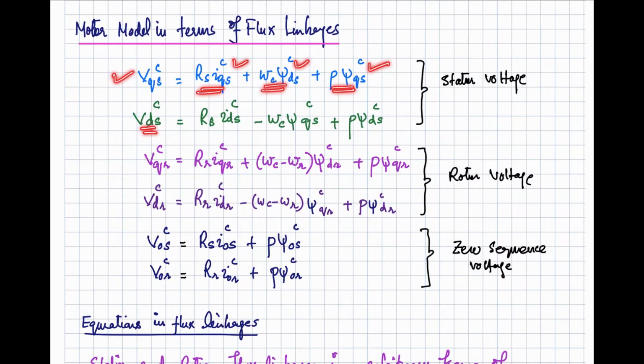And similarly for the d-axis we have written this equation, and we have seen these equations in detail in the last week's videos. Similarly, on the rotor side we can write down the two equations, the q-axis rotor equation and the d-axis rotor equation, and then the zero sequence components, the zero sequence voltage of the stator side and the zero sequence voltage of the rotor side, right?